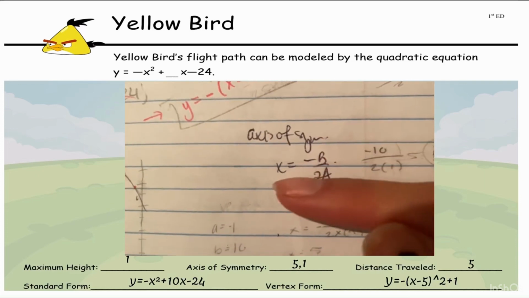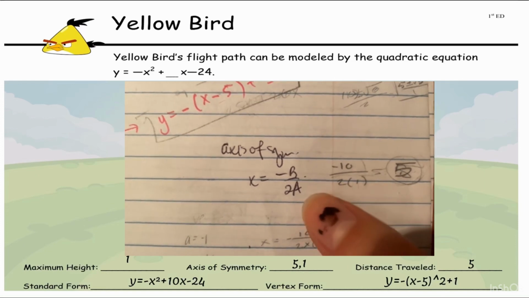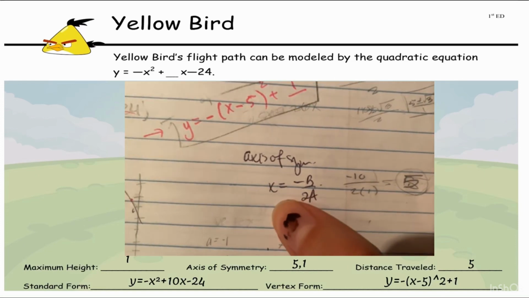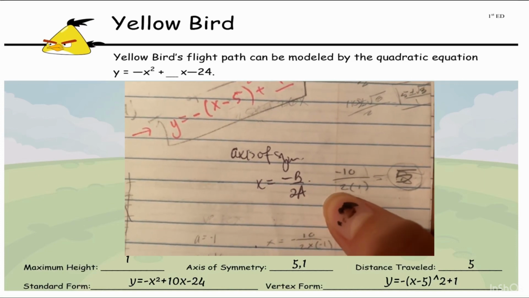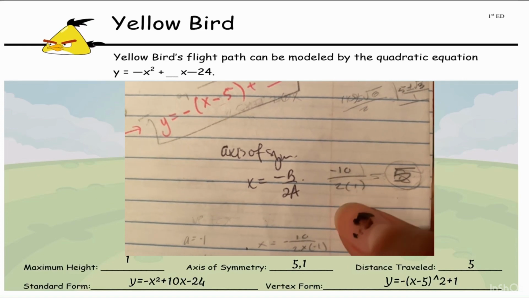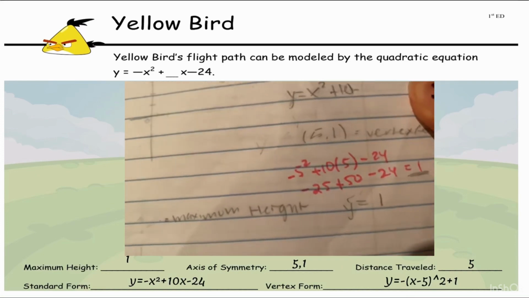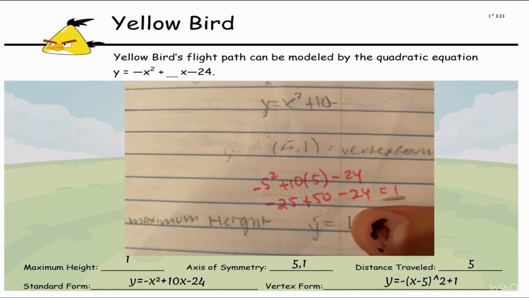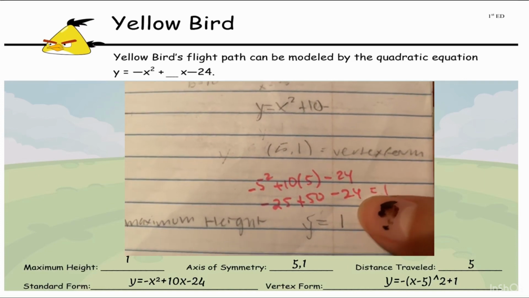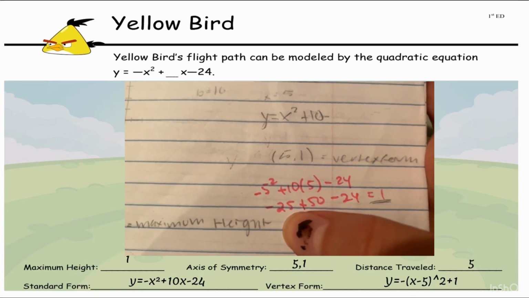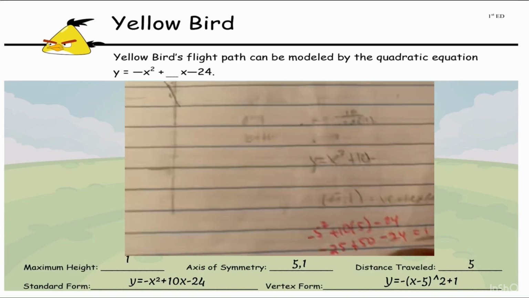And so from there, we can then have our axis of symmetry. So to get our axis of symmetry, it would have to be x equals negative b over 2a. And so plugging it in, it would be negative negative 10 over 2 times 1. And that would then be 5. And so from there, we can then plug the 5 into our standard form. And so then we would be left with 1 after negative 25 plus 50 minus 24. And the 1 would be our y-axis.